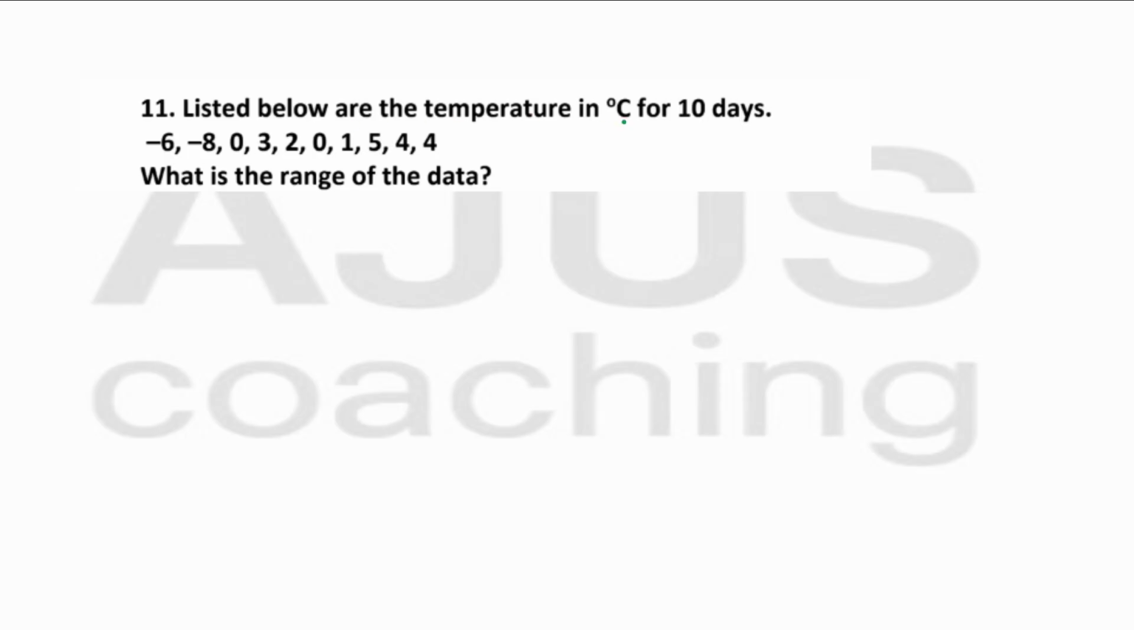Listed below are the temperatures in degrees Celsius for 10 days. What is the range of the data? Range of the data, as you know, is the highest minus lowest. Here you have to be careful of the sign of the values. Which is the highest? 0, 3, 3 is not the highest, 1, 5. 5 is the highest value. So highest is equal to 5 degrees Celsius. The lowest value is lower than minus 6, it is minus 8.